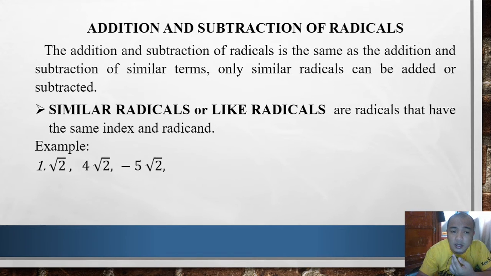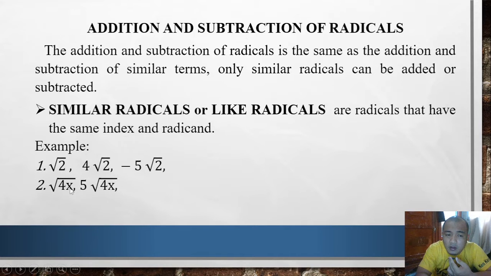Same index, same radicand. Example of similar radicals: square root of 2, 4 square root of 2, negative 5 square root of 2. They are similar regardless of their coefficient, because they have the same index, which is 2, and the same radicand, which is 2 also. Also here in number 2, 4x and 5 square root of 4x are similar radicals. Same index, which is 2, same radicand, which is 4x.